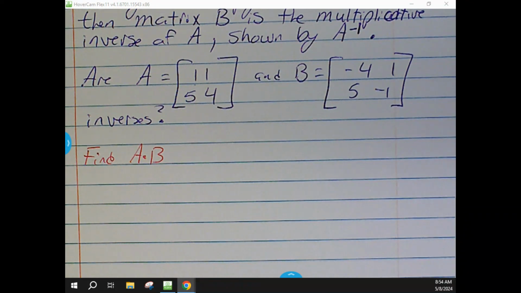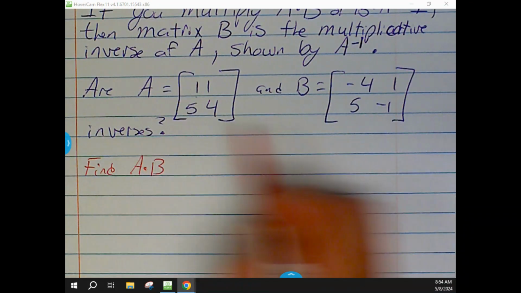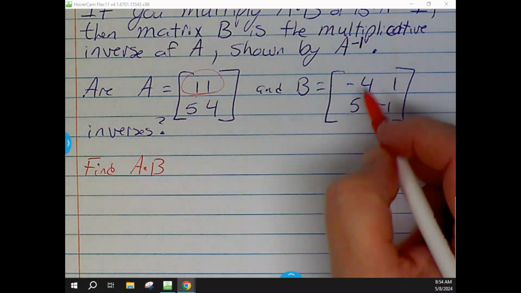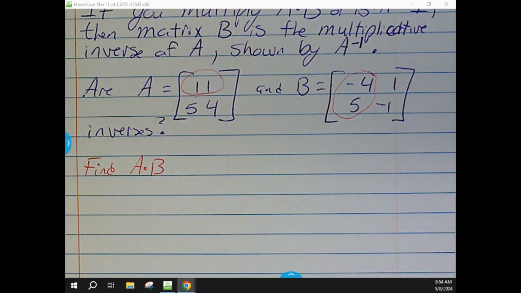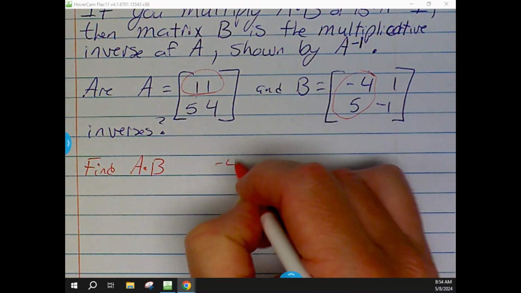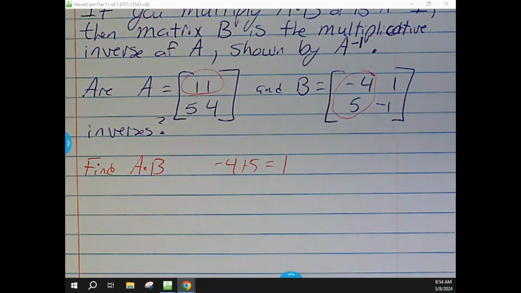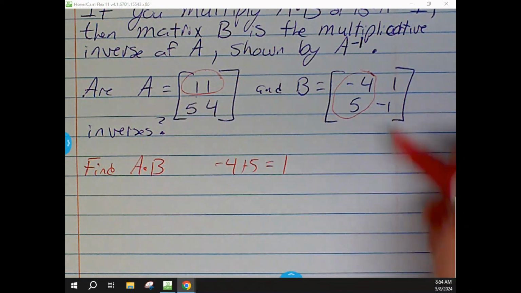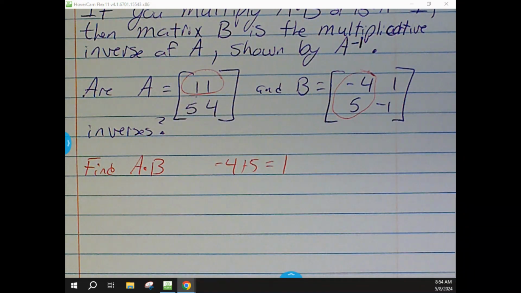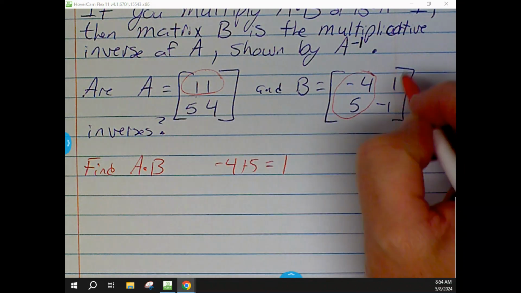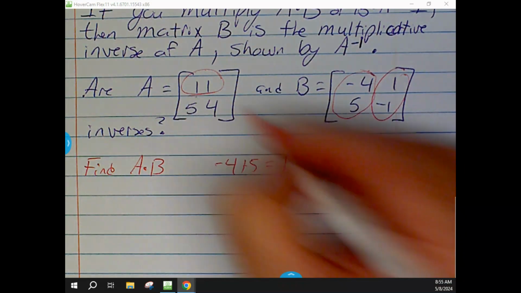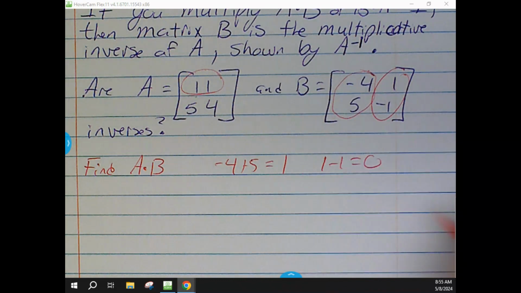Okay, so here's where we're just brushing up on our skills from yesterday. If we're going to multiply A times B, we're going to do 1, 1 times negative 4, 5. So 1 times -4 is -4. 1 times 5 is 5. -4 plus 5 is 1. Okay, so we're off to a good start because the first number is 1. If we do the first row times the second column, this number has got to be 0. So we'll just see what happens here. Now we're going to do 1, 1 times these. That's 1 times 1, which is 1. 1 times -1 is -1. So that is 0.